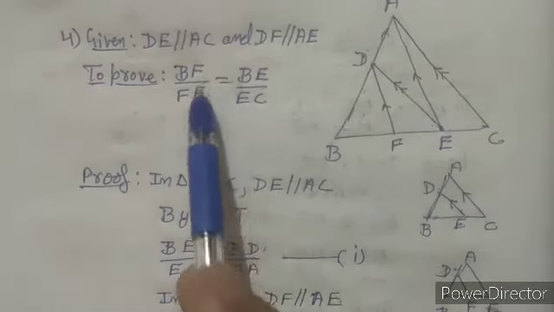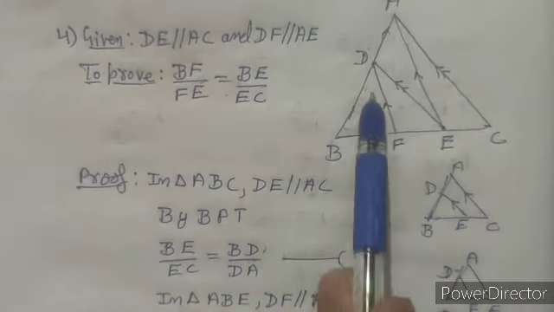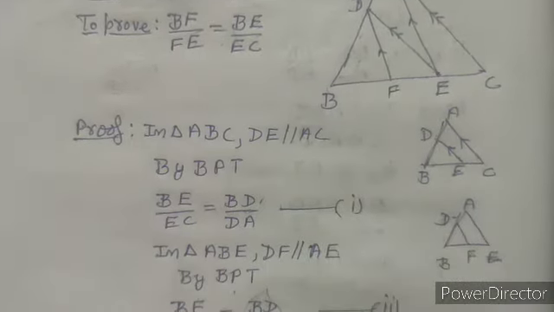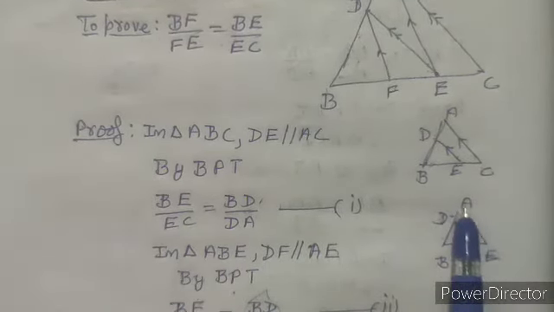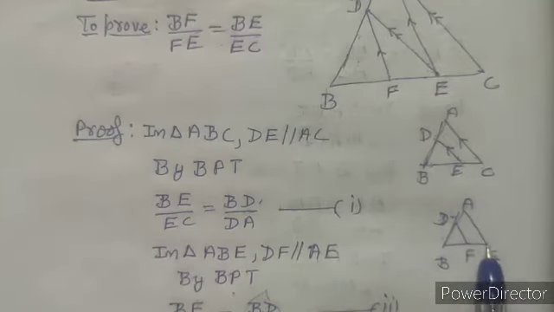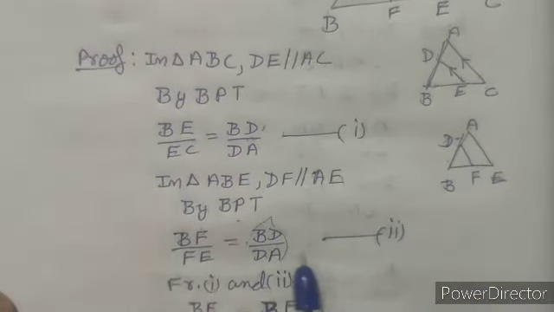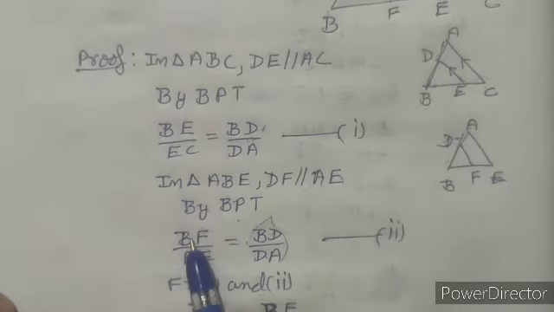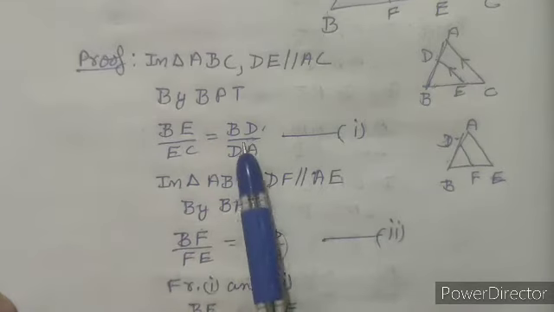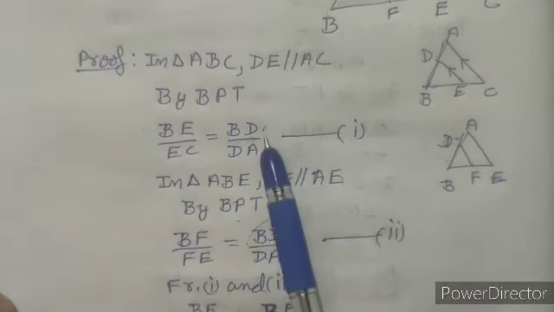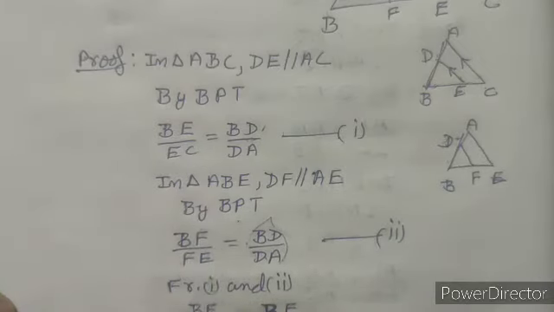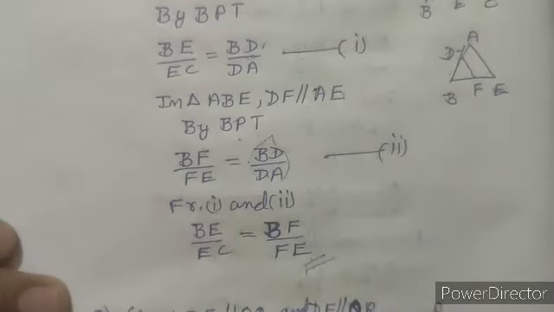That I have taken as equation first. Now again, here DF is parallel to AE. So in triangle ABE, DF is parallel to AE. So BF upon FE will be equal to BD upon DA by BPT. This I have taken as equation second. Now from equation first and second, the right hand side is equal, so left hand side will be equal. That means BE upon EC will be equal to BF upon FE, which we had to prove.